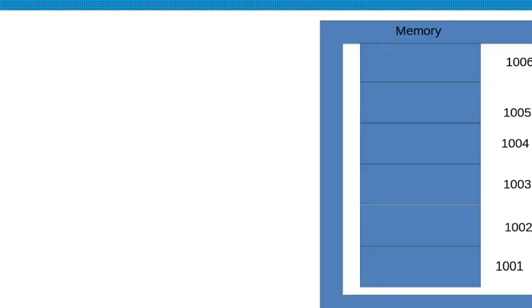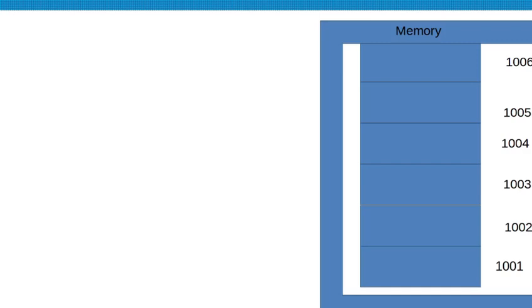Today we are discussing pointers. We already know a pointer is a special type of data type that is capable of storing a memory address in the variable itself. Let's discuss a memory with different memory addresses, that is 1001, 1002, and 1003, and so on.